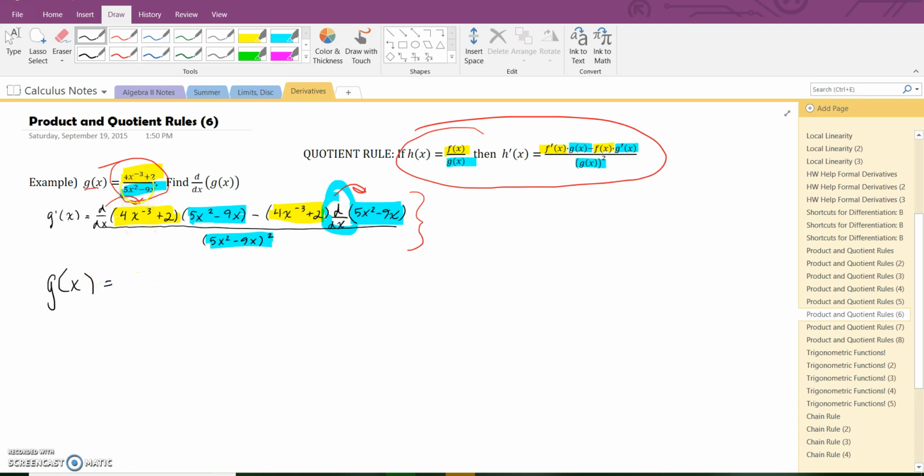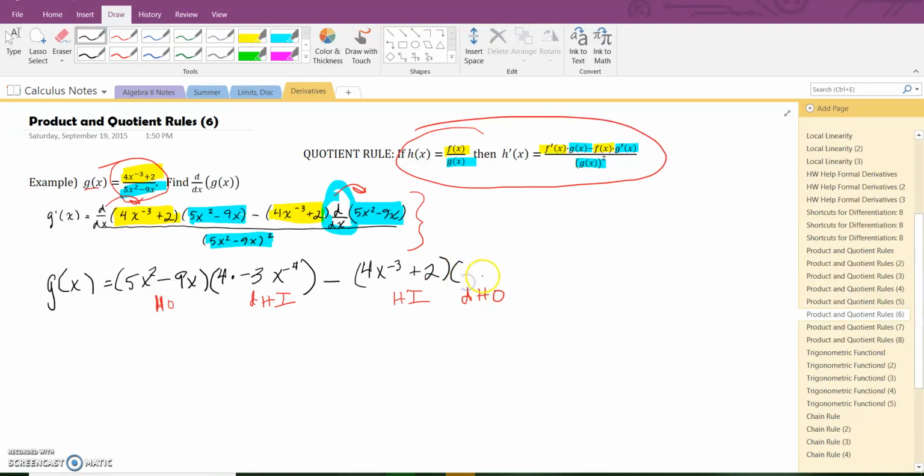So I have ho-de high, so I'm going to start with the bottom. D high, the derivative of the one on top, so I have 4 times negative 3x to the negative 4. Derivative of 2 is 0. Minus, down without doing anything to it, just the regular numerator. D ho, so the derivative of the bottom, so that's 5x squared minus 9x.